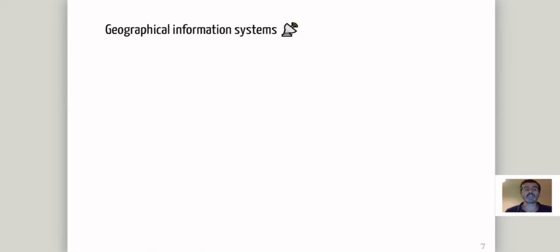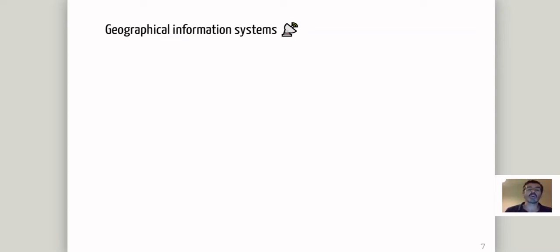So how are maps made nowadays? Well, John Snow made his map by hand, but now we use what are called geographical information systems. Geographical information systems help us to obtain spatial and geographical information, and with the aid of our computers, we can make maps quite easily.